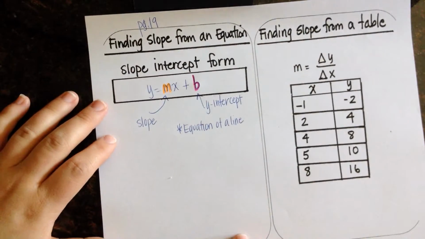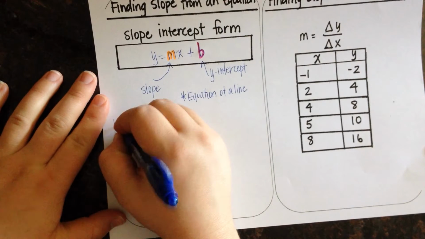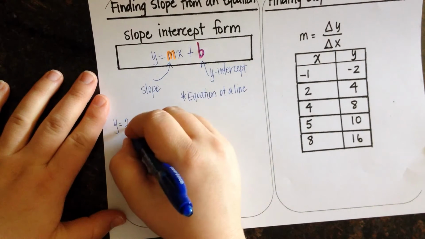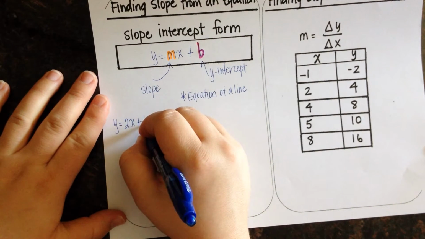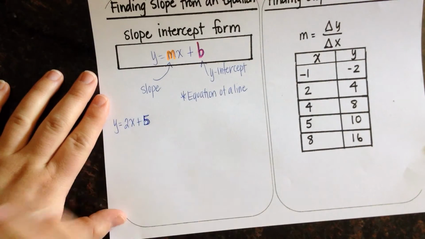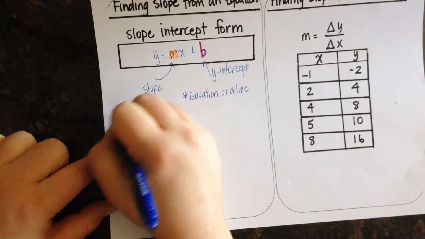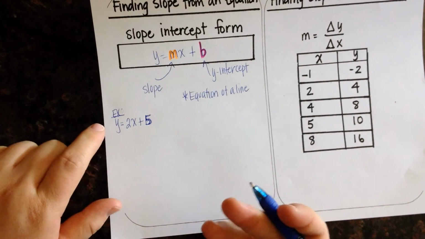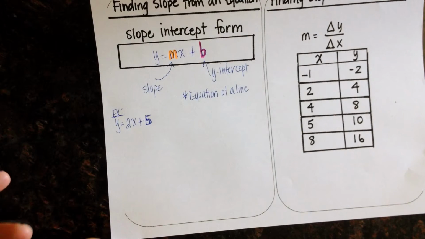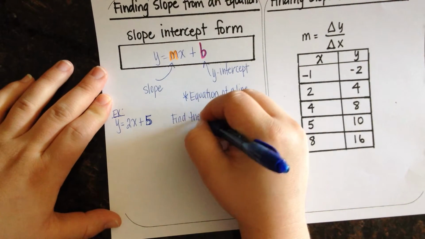Now let's give you a couple examples. Okay, if I give you this equation, y equals 2x plus 5. Sorry, I was about to say b. Should be 5. If this was your example, and this is what was given, you want to check, is this in slope-intercept form? Yes.